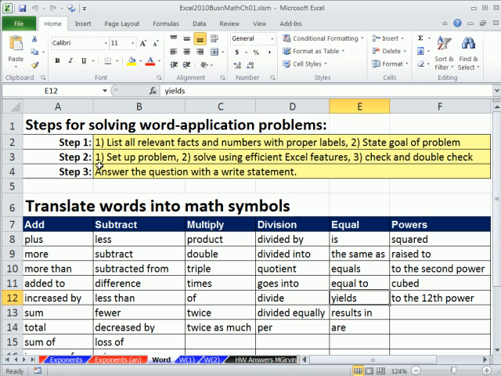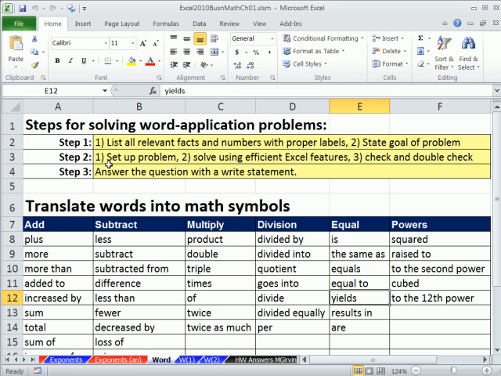Now, in the textbook, they have 4 or 5 steps. I just have 3 steps, and these are the steps we're going to use, especially when we get to a test. Now, here it is. Word problem. Step 1, list all relevant facts and numbers with proper labels. That means you read the problem, and it says, like we sold 2 boomerangs at $10 each. The number of boomerangs is 2, the price is 10. Those are relevant facts. So you list those in the spreadsheet with proper labels. And you state the goal of the problem, right?